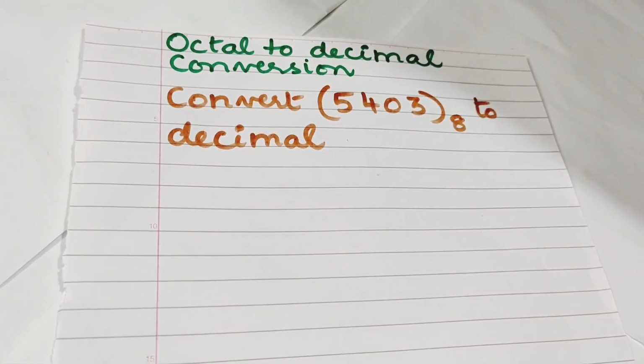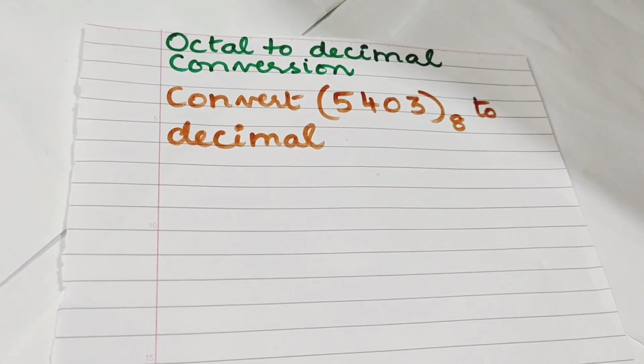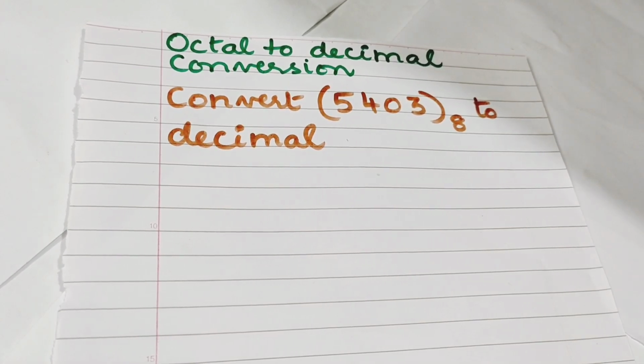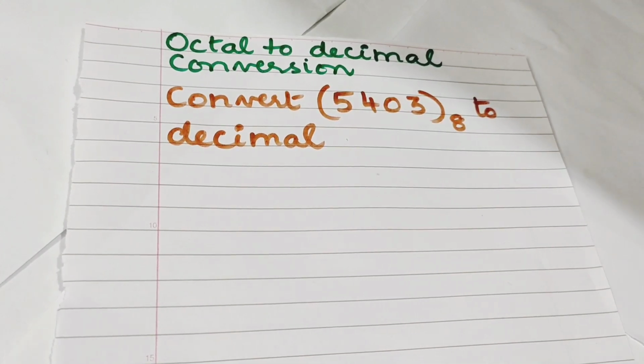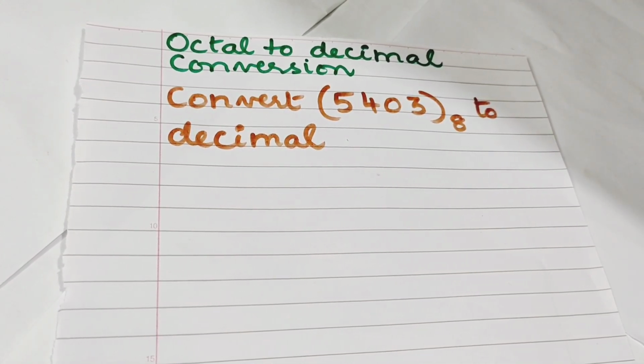We have an octal number 5403 which is to be converted to its decimal equivalent. In an octal number system, the place is a power of 8. The place in the rightmost location is 8 raised to 0. The power of 8 increases as we move the place from right to left.